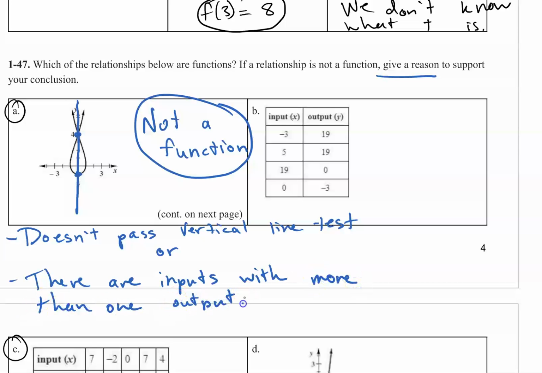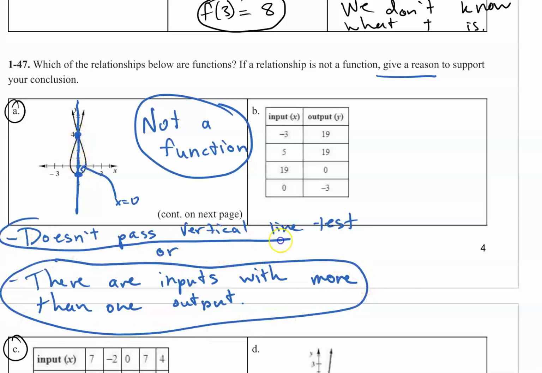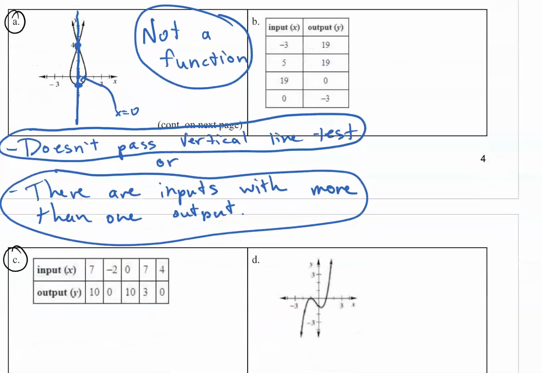If you're confused what that means, this line is like the input line, and then each dot is an output. So for an input of, say, x equals 0, there's actually 2 different outputs, 2 dots. Output, output, not a function. So either one of these is fine. You don't have to put both, just pick the one that makes the most sense to you.